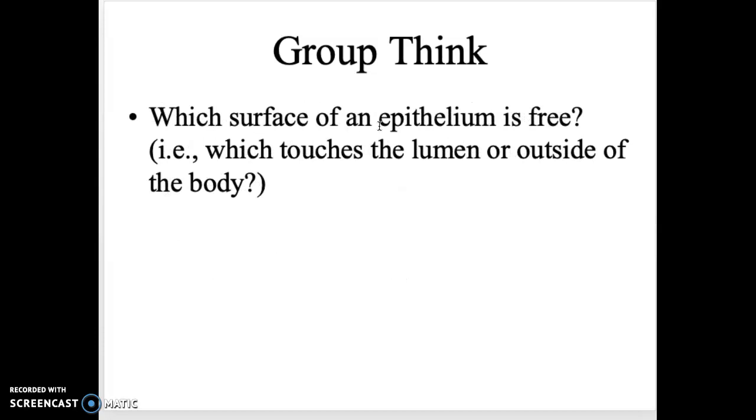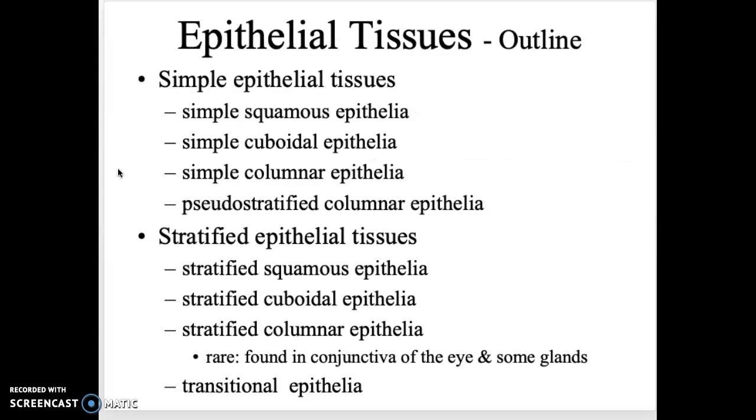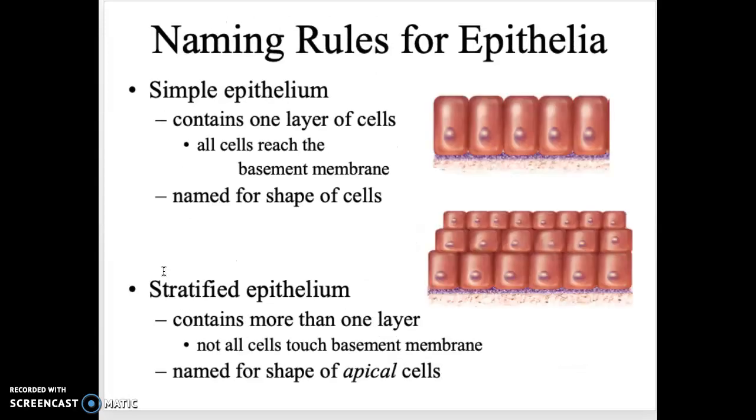Which surface of the epithelia is free? So it's that apical surface. Here are a bunch of different types of epithelial tissues. We will go through each of these.